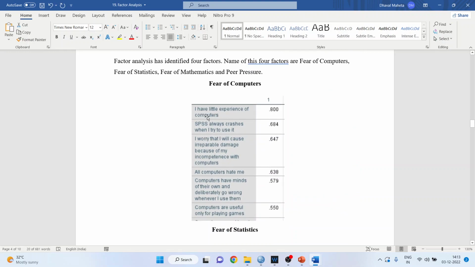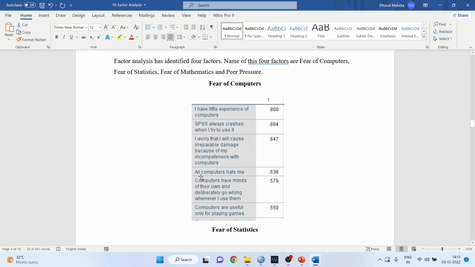Read these statements. I have a little experience of computers. SPSS always crashes when I try to use it. I worry that I will cause irreparable damage because of my incompetencies with computers. All computers hate me. Computers have minds of their own and deliberately go wrong whenever I use them. Computers are useful only for playing games.